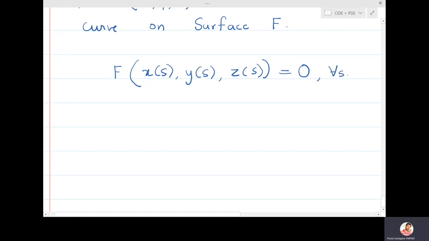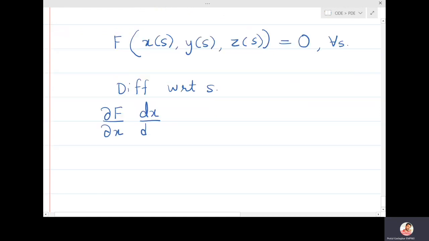Now, if I differentiate this particular equation with respect to s, what will I get? By the chain rule, I will get dF by dx into dx by ds, because x is only a function of one variable, plus dF by dy into dy by ds plus dF by dz into dz by ds, and that will be equal to zero, correct?